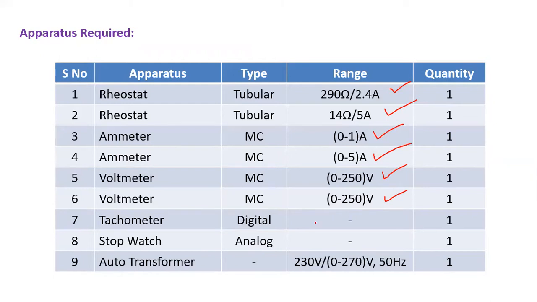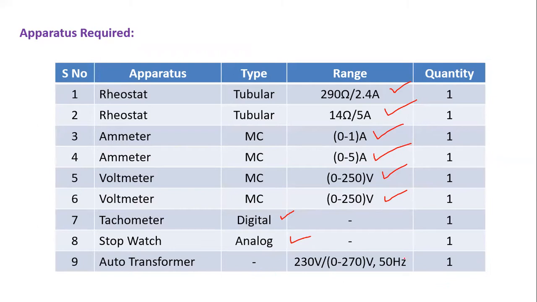And a digital tachometer, which we are using for measuring the speed, and a stopwatch for finding the mechanical time constant. For measuring the mechanical time constant, we are using a stopwatch. That too we are using analog.